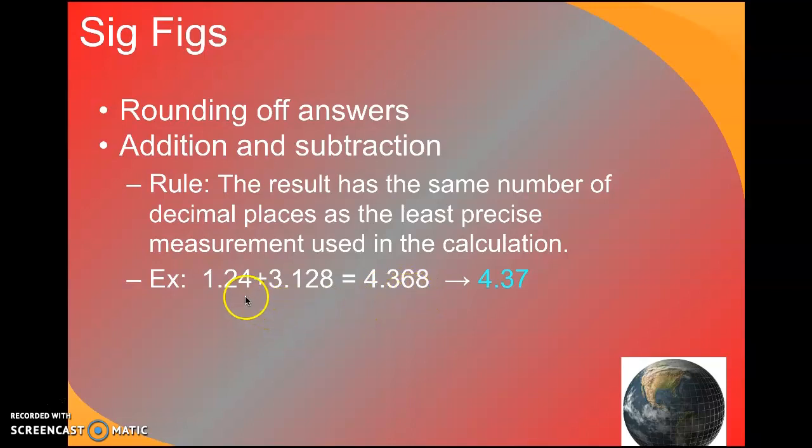So the rule is you go by the least precise measurement. So this goes to the 100th place, this goes to the 1000th place. The 100th is the least precise, so that means we have to round off our answer to the 100th place. So we're going to round it off at this point right here. So the next digit is an 8. If it's 5 or greater, you're going to round it up, so it becomes 4.37. We rounded up 4.36 to 4.37 because the next digit was an 8. So that's for addition and subtraction.